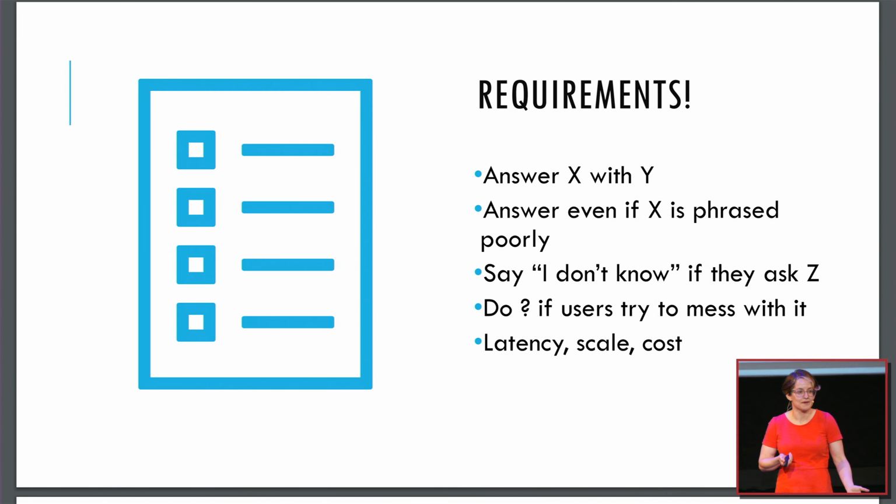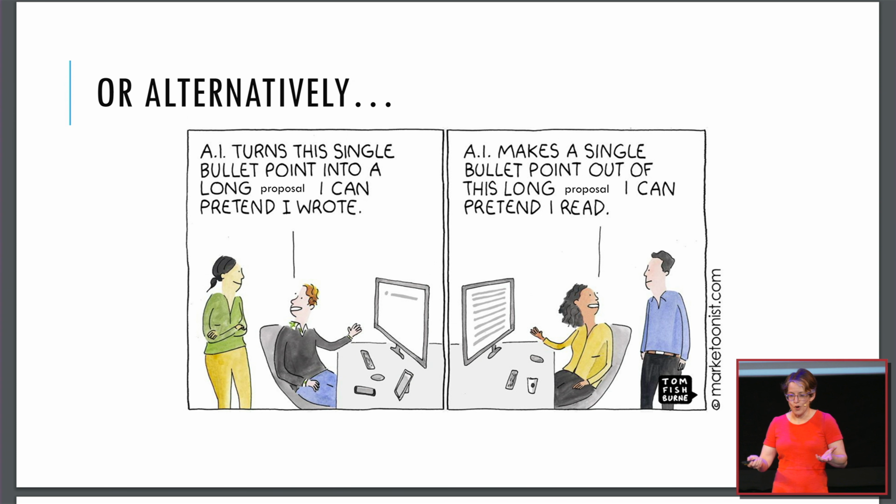Okay, so you've got some requirements. And your requirements are going to be things like, if somebody asks X, it answers Y, maybe you answer even if it's phrased poorly. You say, I don't know, for certain types of things. You have some strategy for if users try to mess with you, because they probably will. And then the latency, scale, cost. I'm not really talking about that, but that's important too. Or alternatively, if it's not a RAG tool, if it's some other kind of thing, a lot of these things still apply. So like, if the proposal talks about X, then the evaluation of the proposal should say Y. And that's still going to be about text evaluation.